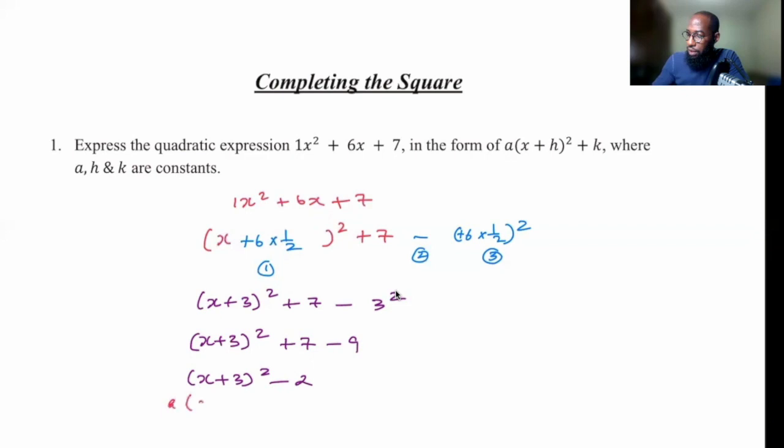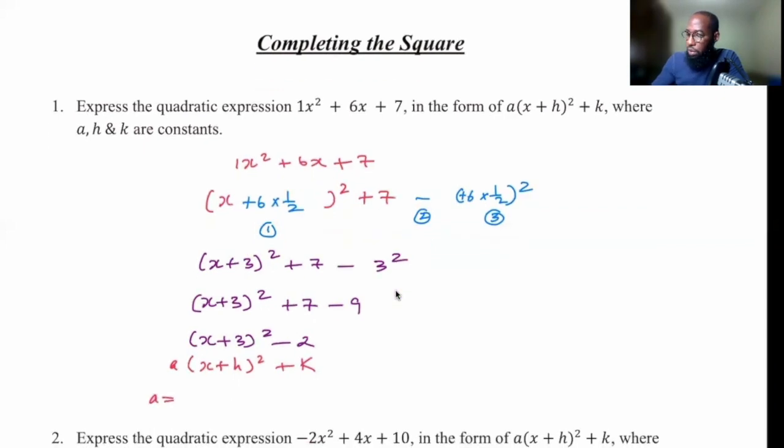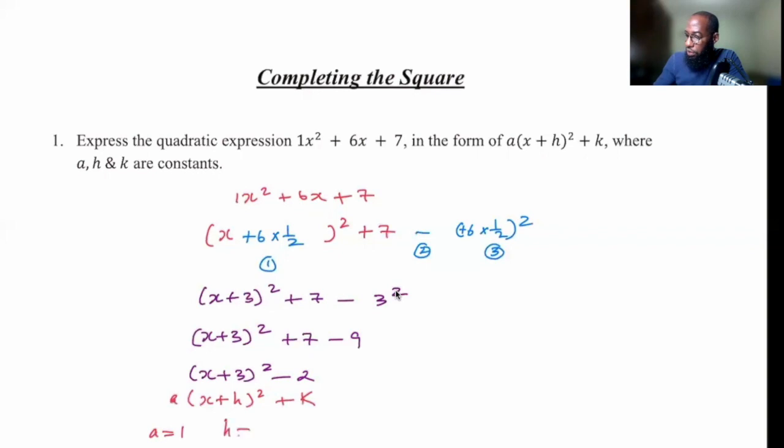So if you have a times x plus h squared plus k, a is equal to 1, h is equal to plus 3, and k is equal to negative 2. So we have a is equal to 1, h is equal to plus 3, k is equal to negative 2. Remember to take the sign in front of the number. k is not equal to 2, it's equal to negative 2. h is equal to plus 3, and it's understood that you have a 1 in front here, right? There's a 1 in front of there, it's understood. So that's it for number 1.